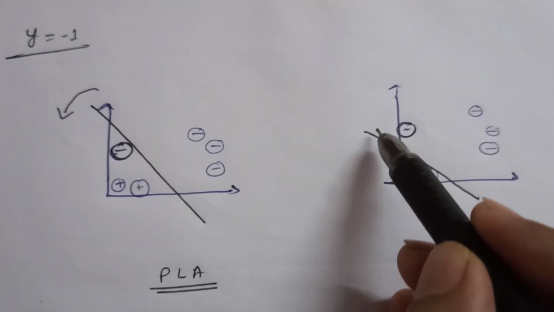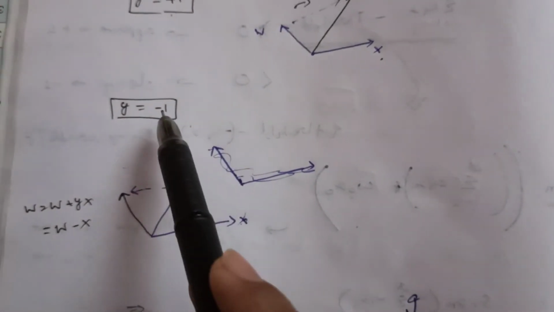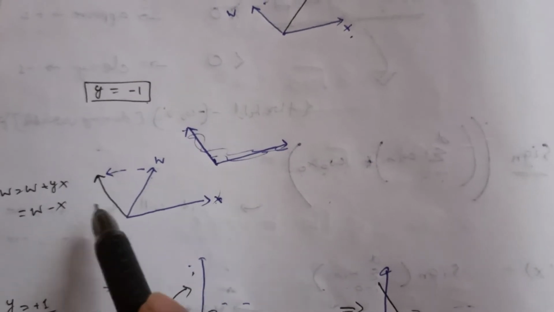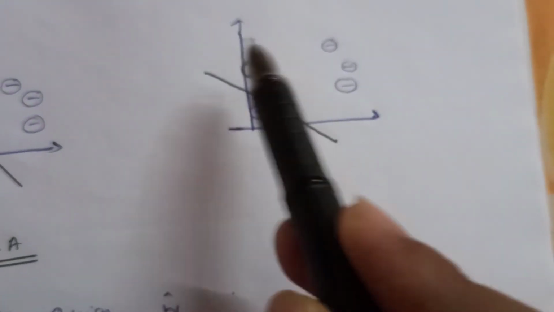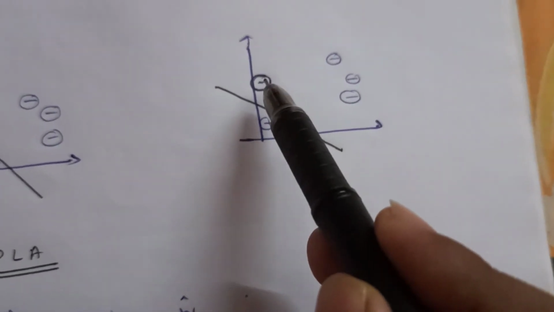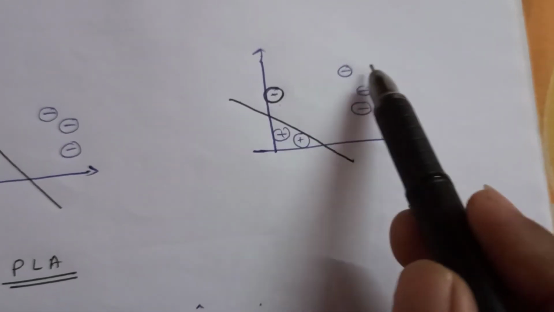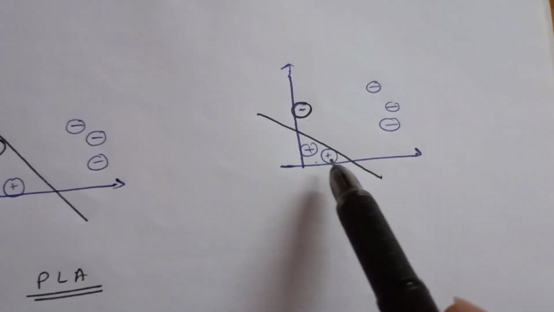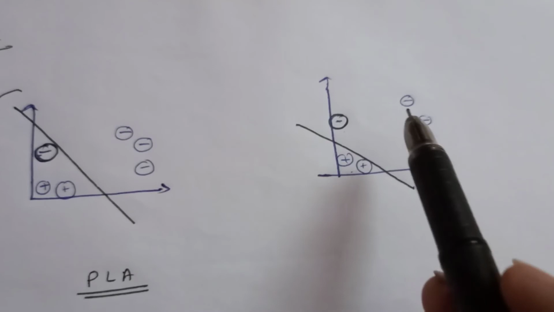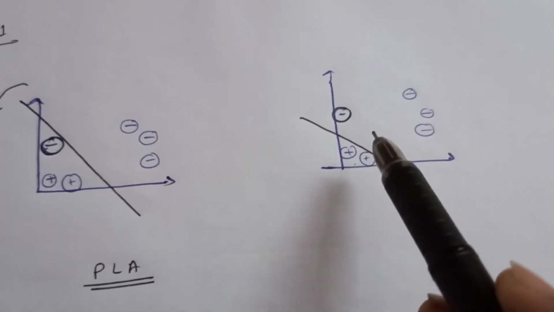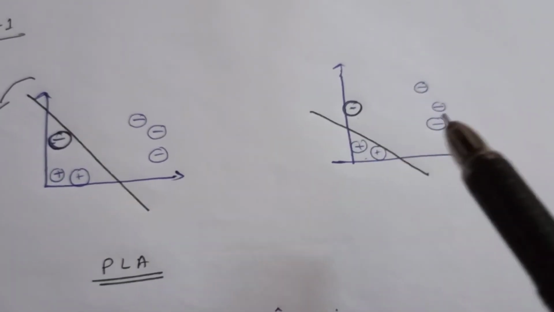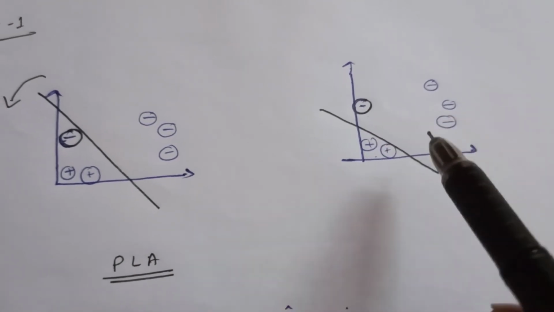So we need to rotate this. As we showed you, for y equals minus 1, it moves away from x. Now it is rotating to this side, and again all the negatives are on one side and positives are on the other side. So that's how this algorithm works. Every time we get a misclassified point, we rotate the line and make that misclassified point correctly classified.